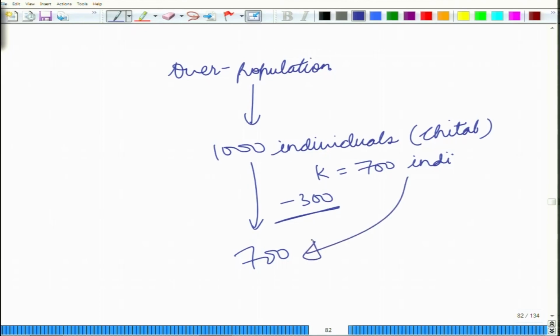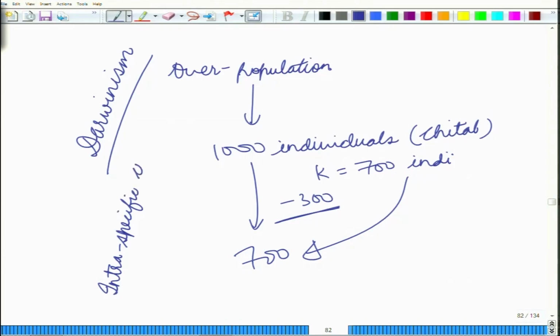Now, these are the tenets of Darwinism, and here what we are talking about is intra-specific competition.